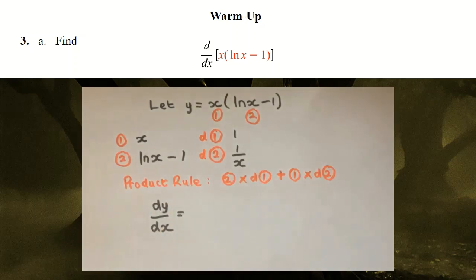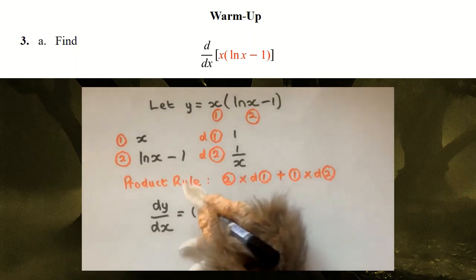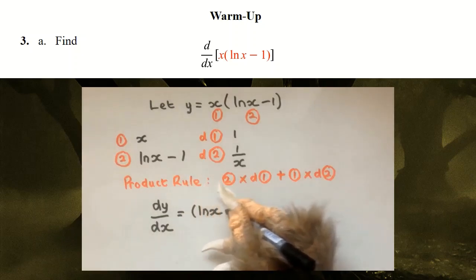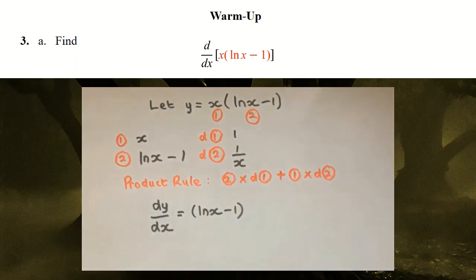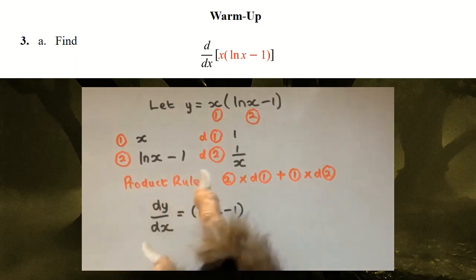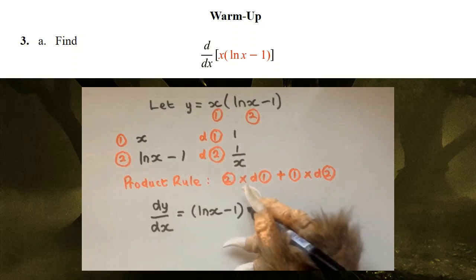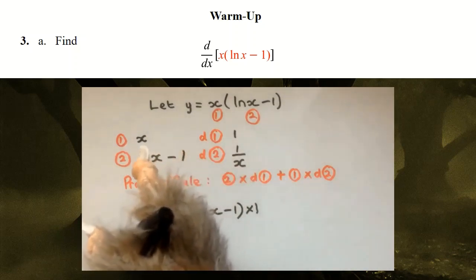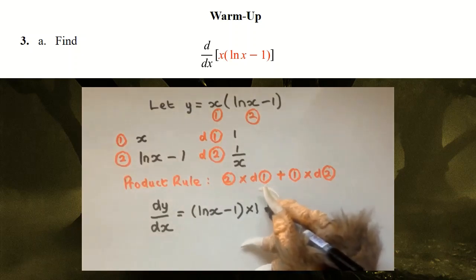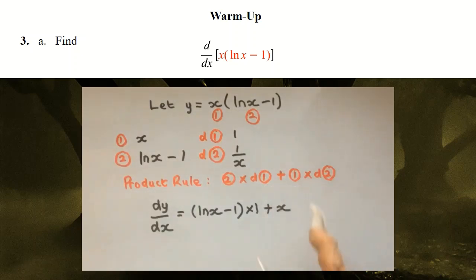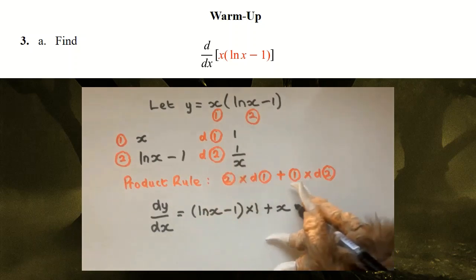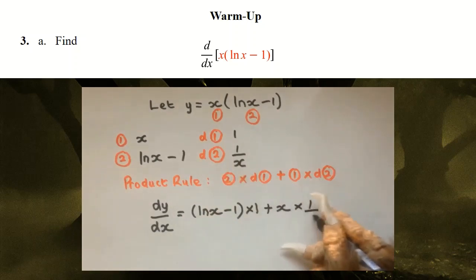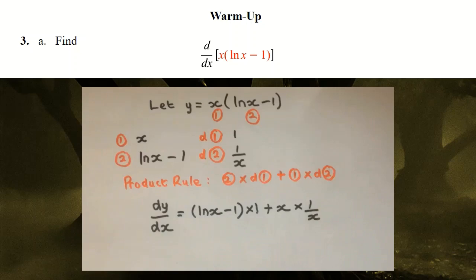So that's going to equal, let's put all the ingredients together here. So we've got the second function, which is 2, so that's going to be ln x subtract 1. Okay, and then we're going to multiply that by the derivative of 1, which is 1 up there. So multiply by 1. And then I'm going to add the first function, which is x up there, and multiply that by the derivative of 2, which is 1 over x. There we go.